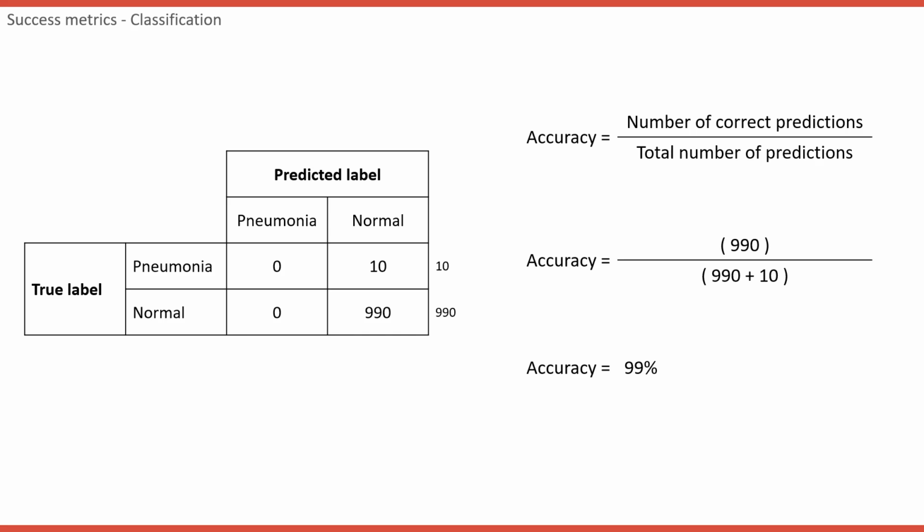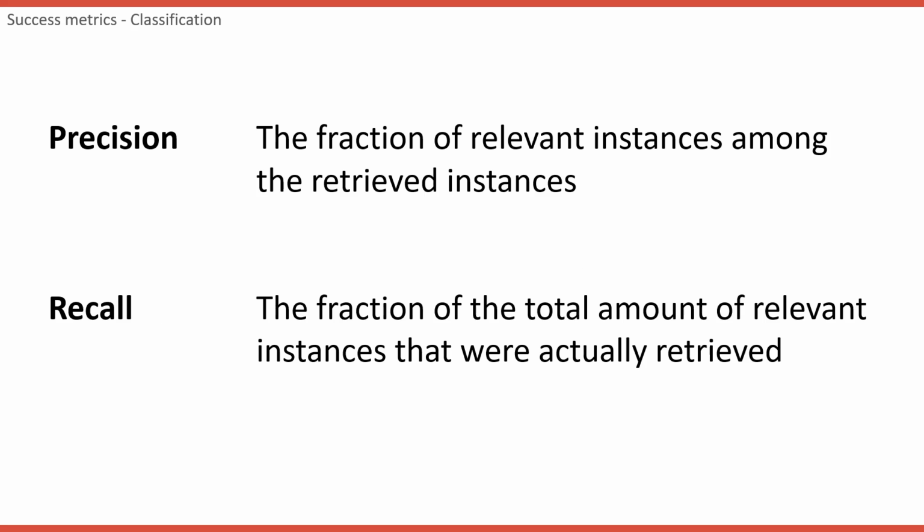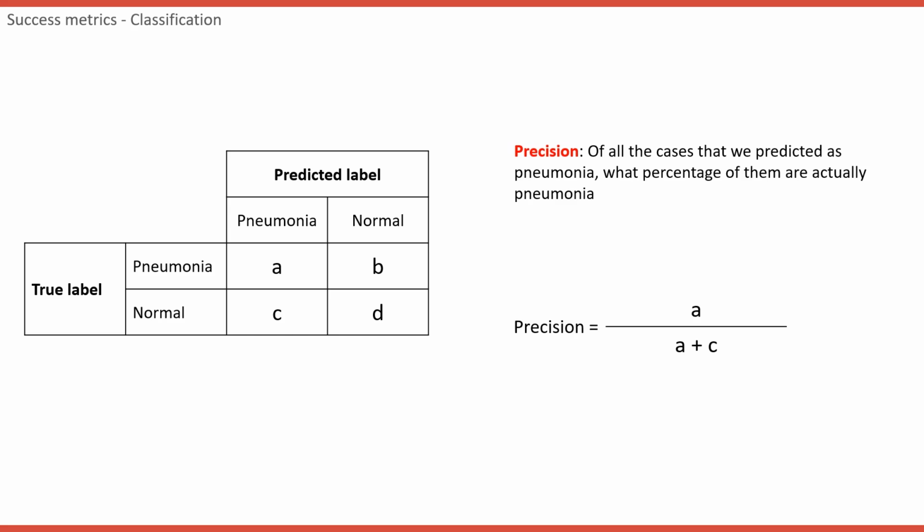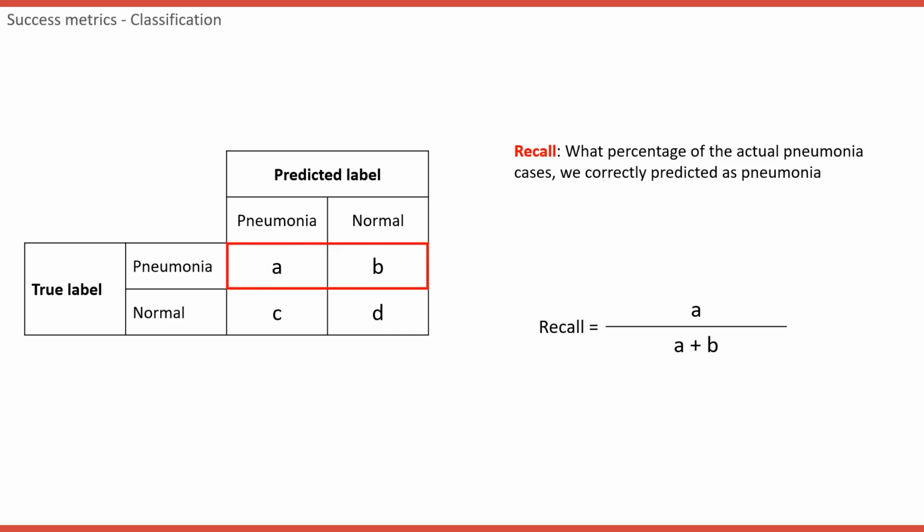And this is where precision and recall step in. Precision is the fraction of relevant instances among the retrieved instances, while recall is the fraction of the total amount of relevant instances that were actually retrieved. Confused? That's normal. Let's tell it in a simpler way. Precision is, of all the cases that we predicted as pneumonia, what percentage of them are actually pneumonia? In the grid, it is A divided by A plus C. However, recall measures what percentage of the actual pneumonia cases we correctly predicted as pneumonia. This time the formula is A divided by A plus B.